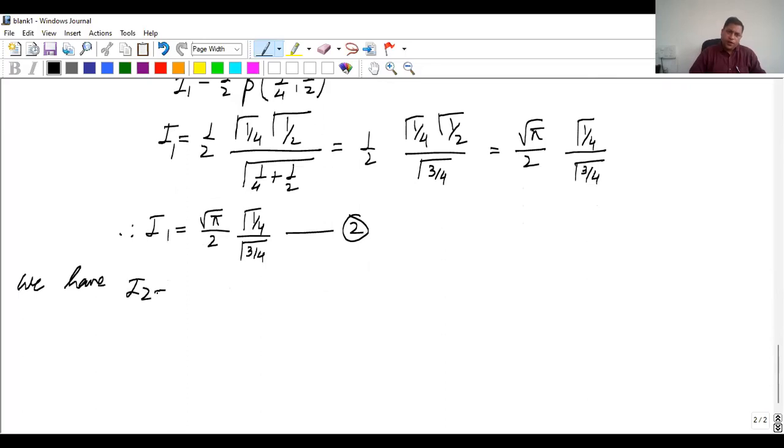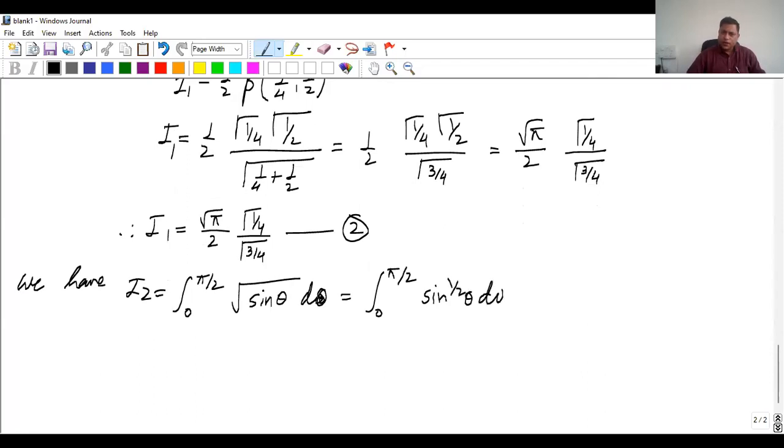we have I2 is equal to integral 0 to pi by 2 square root of sine theta d theta, and this is integral 0 to pi by 2 sine raised to half theta d theta. Again, we can use the same integral. So what we have here, integral 0 to pi by 2 sine raised to p theta cos raised to q theta d theta. This is half of beta p plus 1 by 2 and q plus 1 by 2.